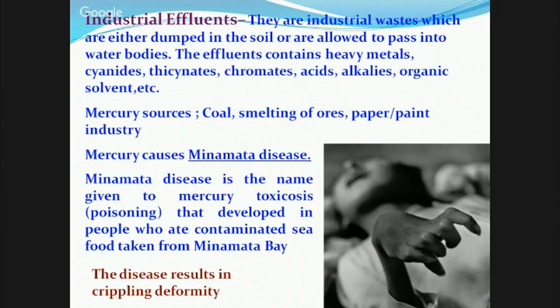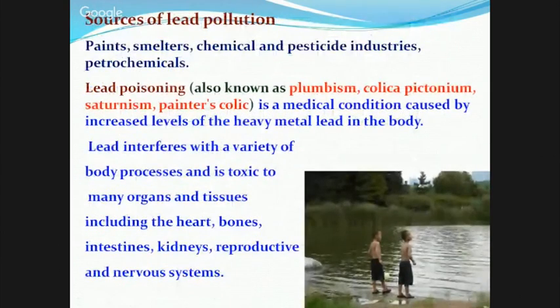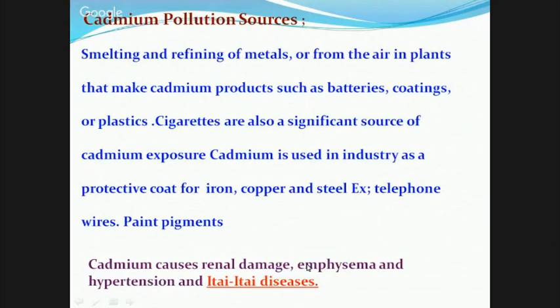Then there are industrial effluents. They cause different types of diseases. One common disease caused by mercury was the Minamata disease in Japan, which killed many people at that time. Lead pollution is again one of the major problems for human beings, because of industrial waste being thrown into water bodies, and it causes problems in the heart, bones, intestines, kidneys and our reproductive and nervous system.